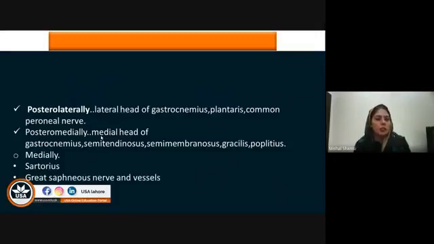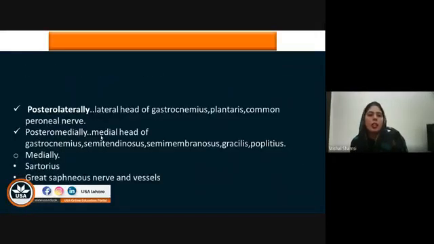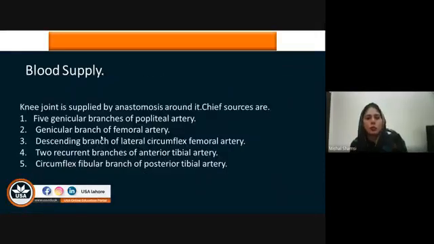If we see the medial structures, then medially sartorius, great saphenous nerve and vessels, semimembranosus, and the inferior medial genicular vessels and nerve are present. So don't panic, it's very easy to understand. Once you learn these structures, it will be very easy to memorize them. Laterally, biceps femoris, tendon of popliteus, and inferior lateral genicular vessels and nerve are present. So these are the anterior, posterior, medial, and lateral relations of the knee joint.